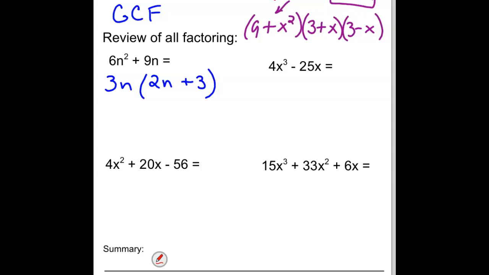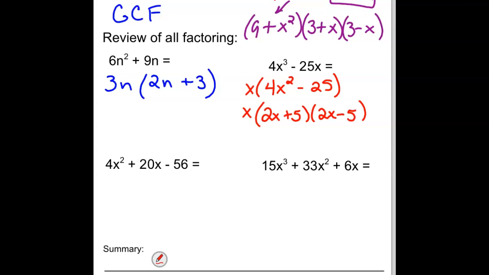Our next example, we have a 4x cubed and a 25x. They both have a common x, so let's factor that out. We'd have 4x squared minus 25 left. And that is one of our special patterns from today. It is a difference of two squares. The 4x squared we would split into 2x and 2x. And the negative 25 we would split into one positive 5 and one negative 5. Notice that the GCF is part of your final answer.